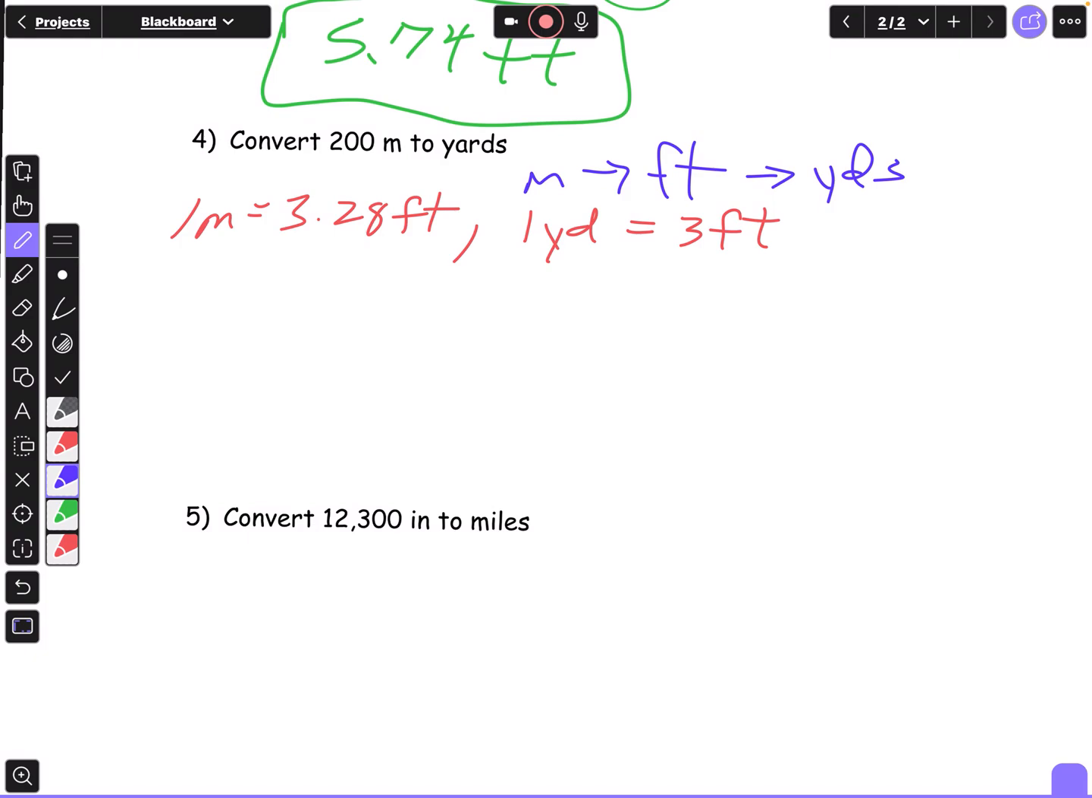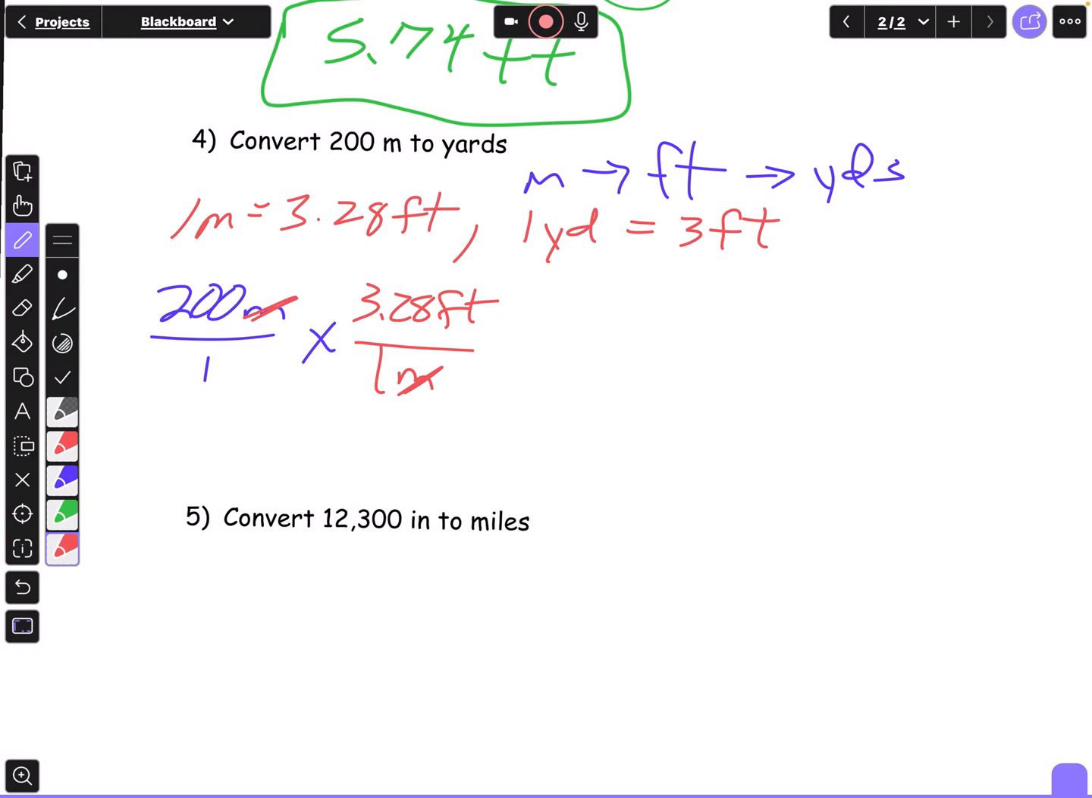Then I start the problem. I have 200 meters. I'm going to put that over 1. Then I'm going to multiply by my conversion factors. First I'm going to go to feet. I want to put my 1 meter, my conversion factor, on bottom, my 3.28 feet on top. That way my meters cancel and my units will be feet now.